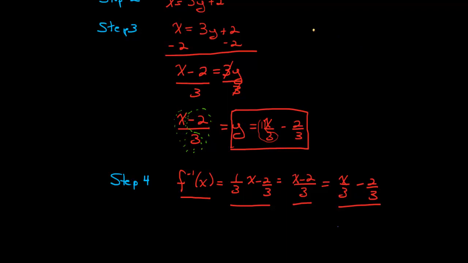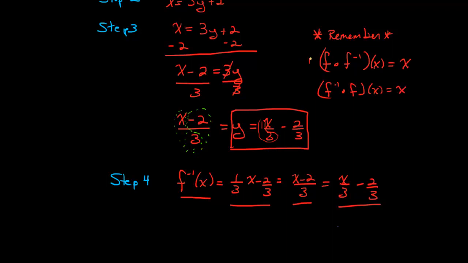And just make a little star, a little reminder to yourself: how can you check your work? I always like to remind people how they can check their work, and we can do that using the composition of two functions. So remember that f composed with f inverse of x is equal to x, and f inverse of f has to equal x as well. So if you want to test your two functions and see if they are inverses, and you did the processes correctly, you can use this.